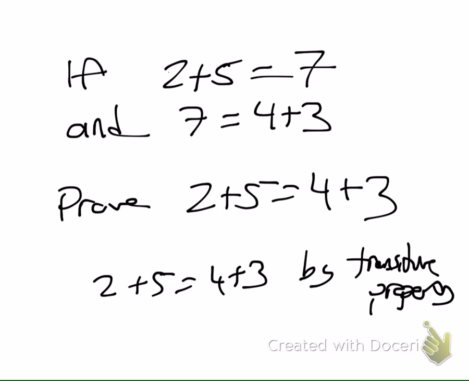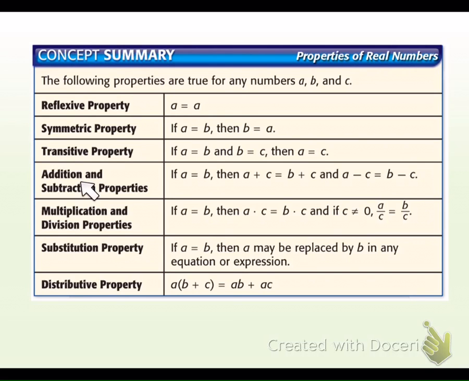Okay? These properties, addition, subtraction, multiplication, division, you've been using forever. That just says if you add one thing to one side of the equal sign, you can add it to the other. If you subtract one thing on one side, you can subtract it from the other. If you multiply one thing on one side, you can multiply it on the other. Anytime you do that in a proof, you have to say why. You have to say, I did it by the addition property, or by the multiplication property, something like that.